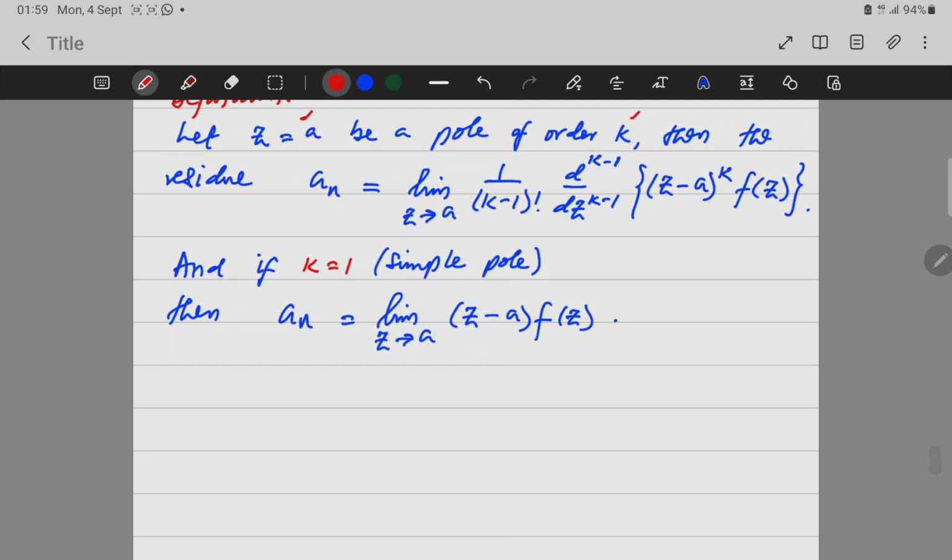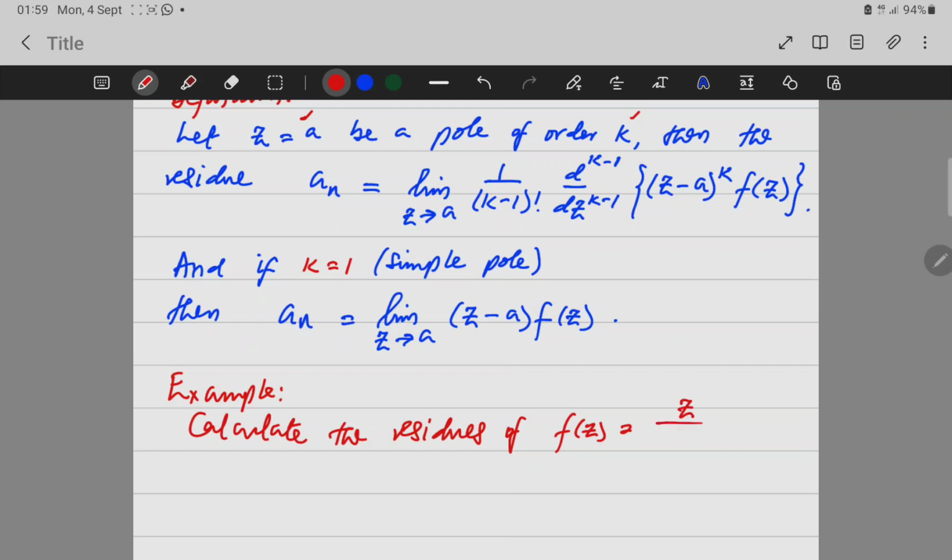So let's look at some examples here. How do we now calculate the residue? Example. Calculate the residues of f of z equals z divided by (z minus 1) into (z plus 1) raised to power 2.